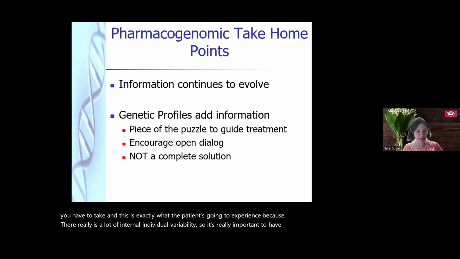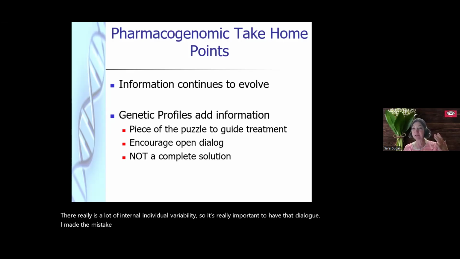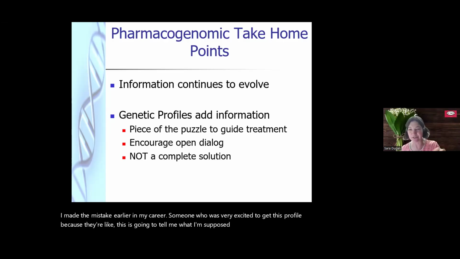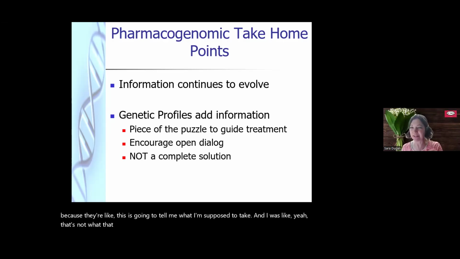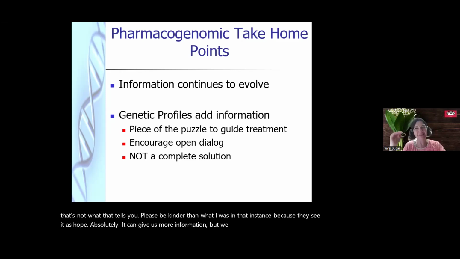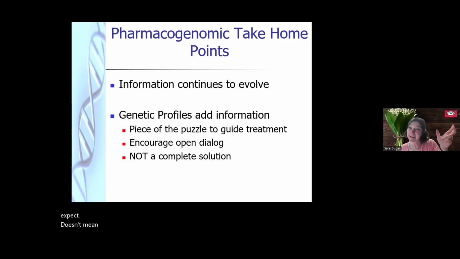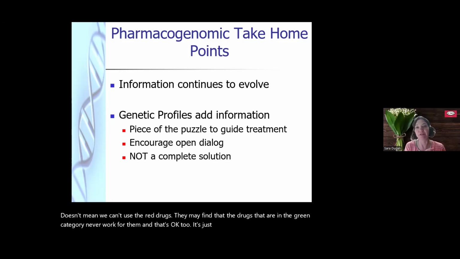I made the mistake earlier in my career. Someone was very excited to get this profile because they thought this is going to tell me what I'm supposed to take. And I was like, yeah, that's not what that tells you. Please be kinder than I was in that instance, because they see it as hope. Absolutely, it can give us more information, but we do want to temper those expectations. Doesn't mean we can't use the red drugs. They may find that the drugs that are in the green category never work for them. And that's okay too. It's just another piece of the puzzle we can use moving forward.